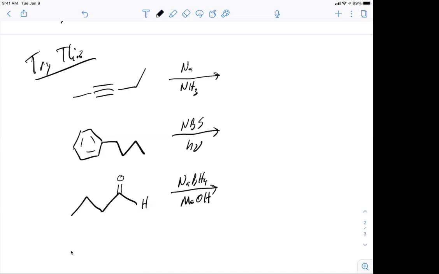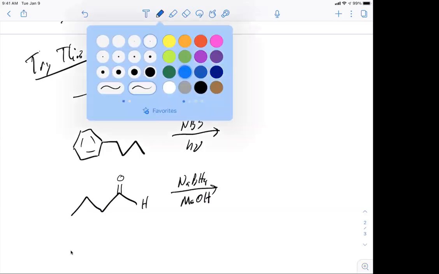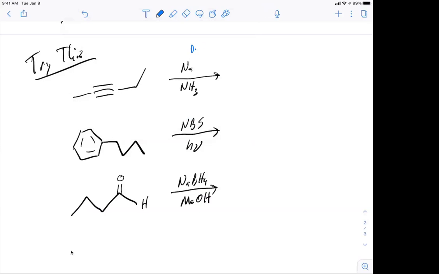All right, so the first one, this is sodium in ammonia. It's not sodium amide, right? We're not talking about sodium positive and NH2 minus. So in this case, this is a dissolving metal reduction. And in a dissolving metal reduction, we end up with the trans. So 1, 2, 3, 4, 5. Right, so we end up with the trans alkene.